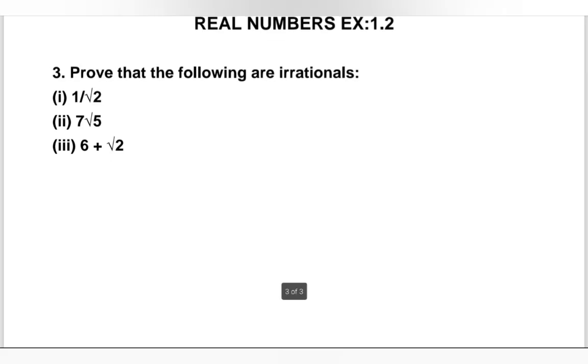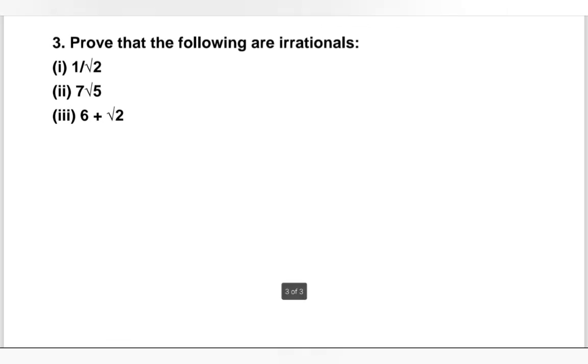So we have to prove that 1 by root 2 is irrational. So this is the first one. So let's jump into the answer. Okay. This is the given number. This we have to prove irrational. Prove that 1 by root 2 is irrational. So this we have to prove.